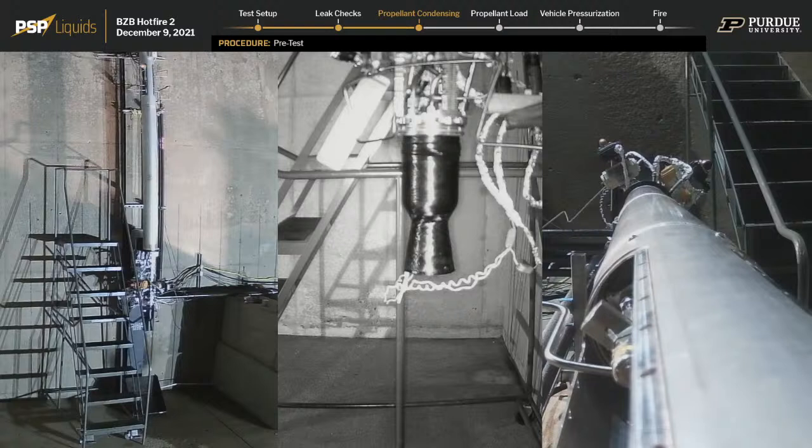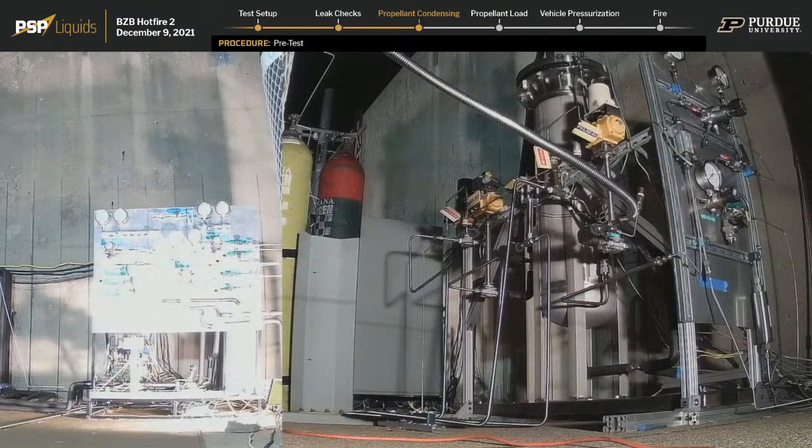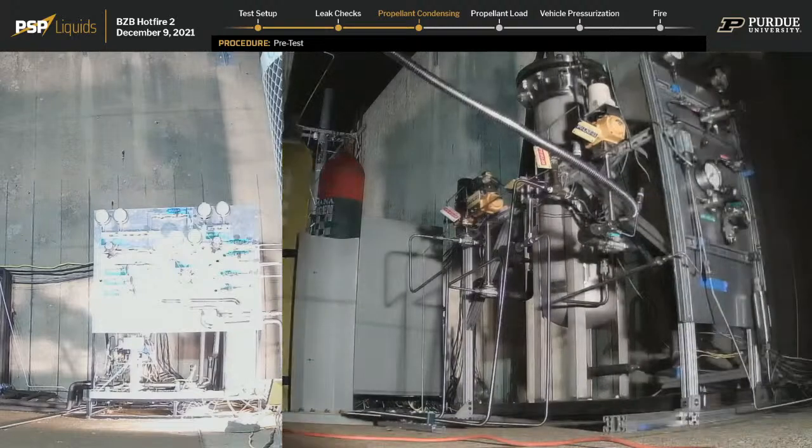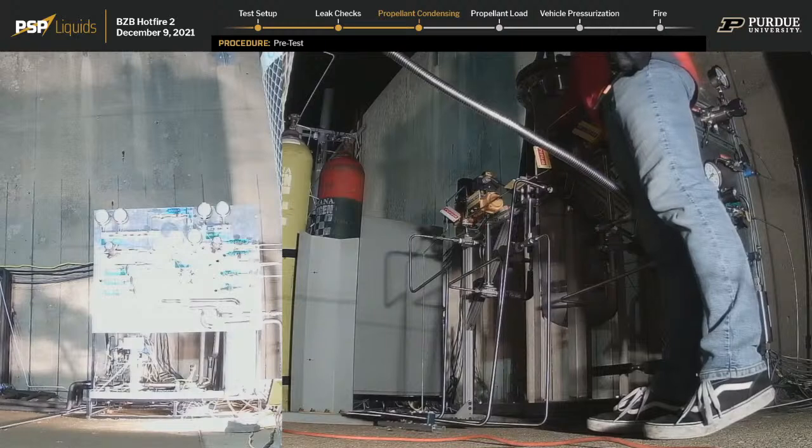We're going to go ahead and move on to condenser methane load. Very important call out there. We are moving on to propellant condensation at this moment. Pretty soon you should start to see clouds forming and things start to get kind of exciting here.